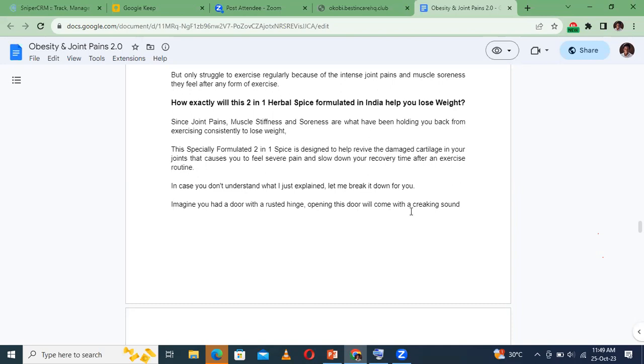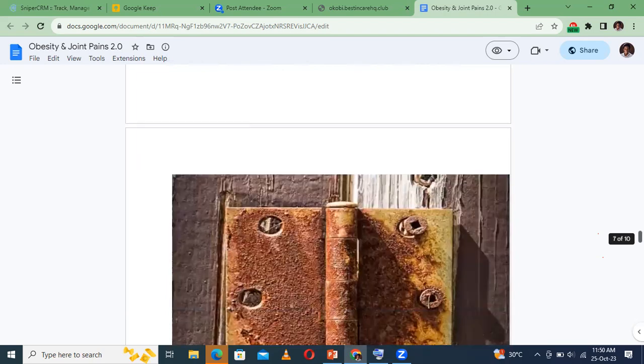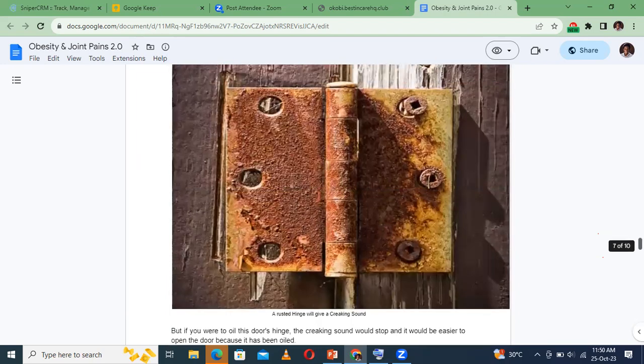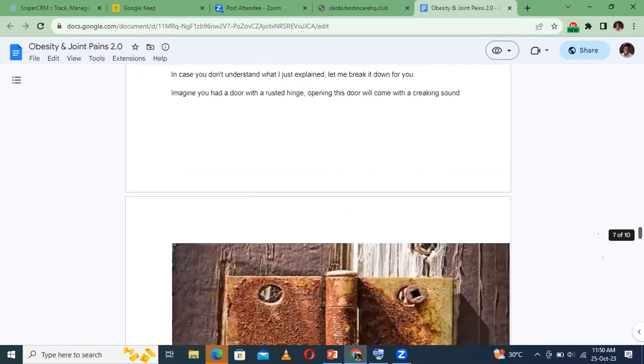Opening this door will come with a creaking sound. If you don't know a hinge, it is those things on a door that always make a sound if it is not well oiled, those things that make your door open inward or outward, whichever way. So I added the image here. This is it. So imagine you had a door with a rusted hinge.